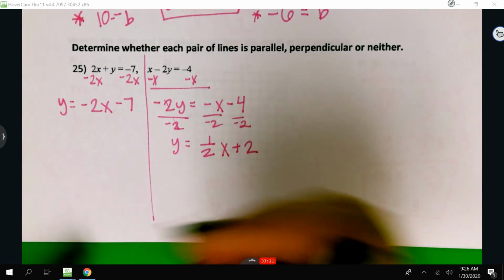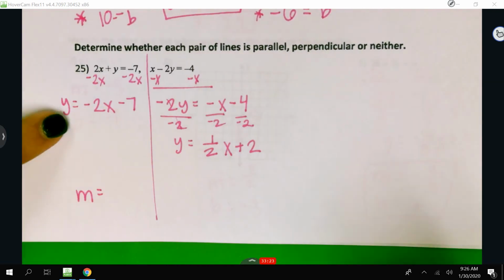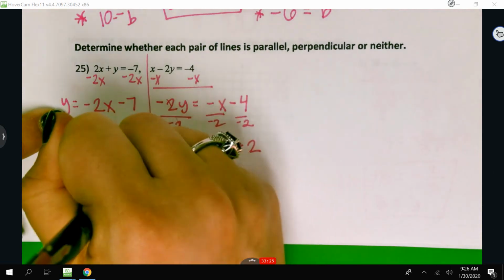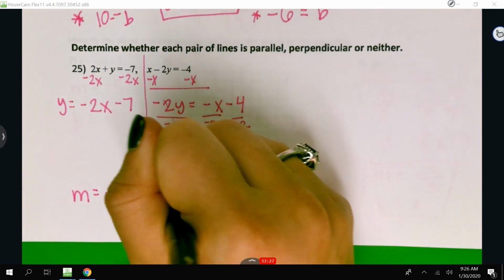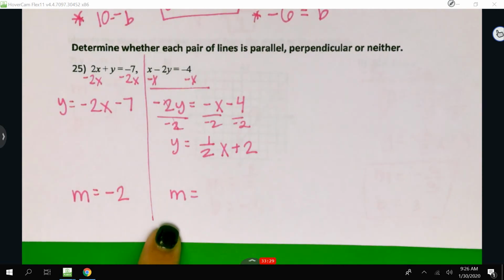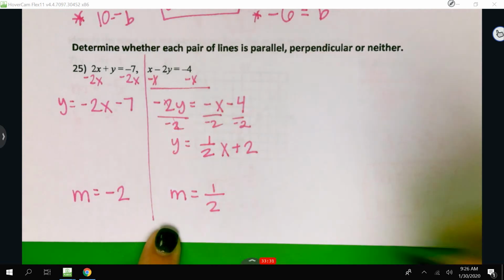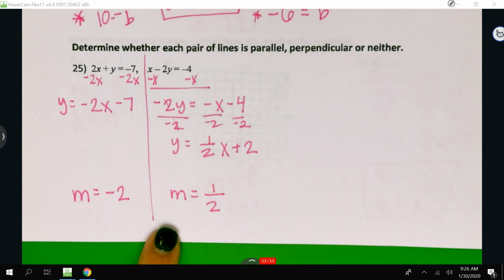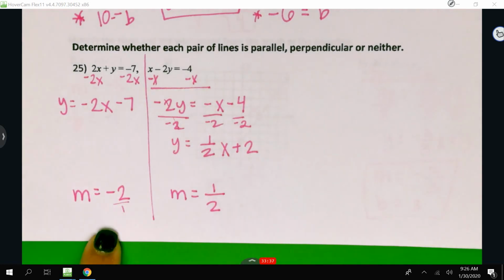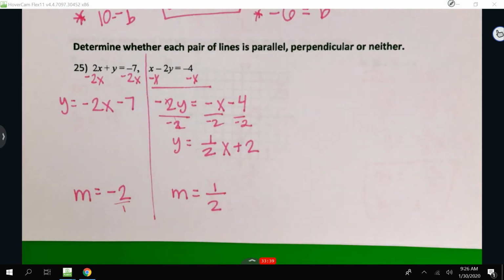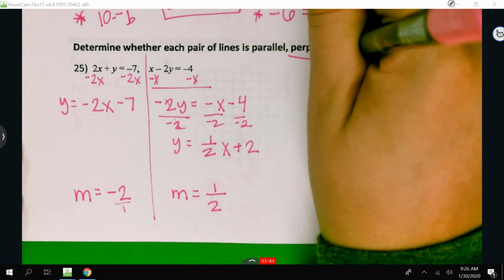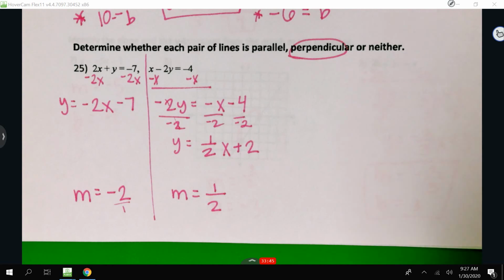So I need to compare their slopes. What's the slope of this line? What's the slope of this line? What do you notice about those two slopes? These are opposite reciprocals. If you put that one over there, you can easily tell that they're opposite reciprocals. So these are perpendicular lines. Okay. Any questions? Hopefully this helps you.